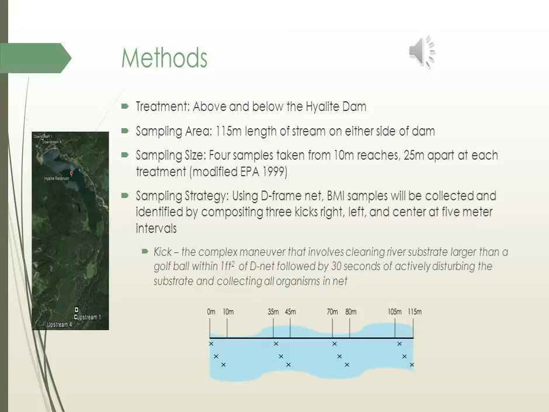From both 115-meter transects, we collected 4 samples across a distance of 10 meters, and each sample was 25 meters apart from each other. This is a modified version of the EPA's protocol for bioassessment in wadable streams.